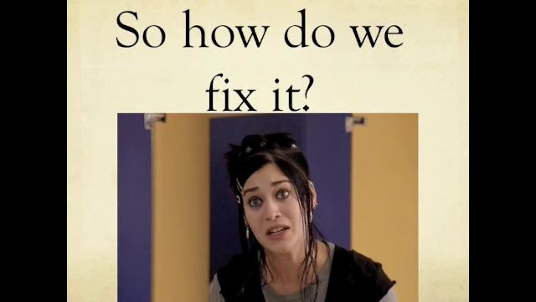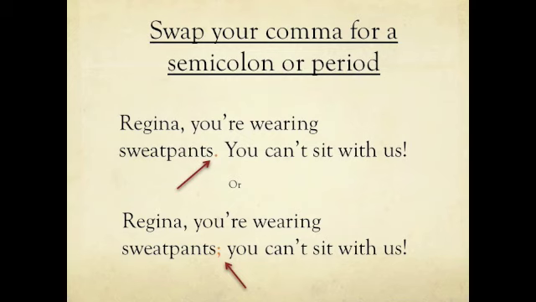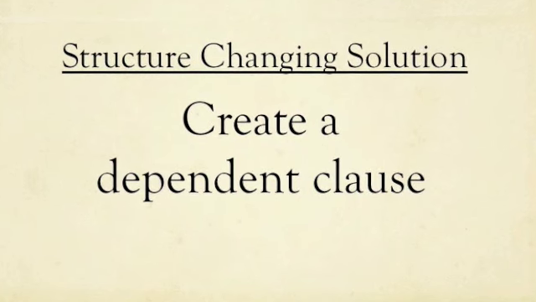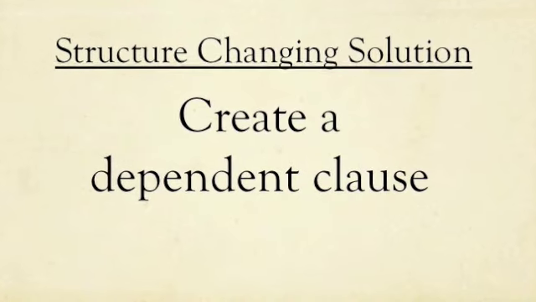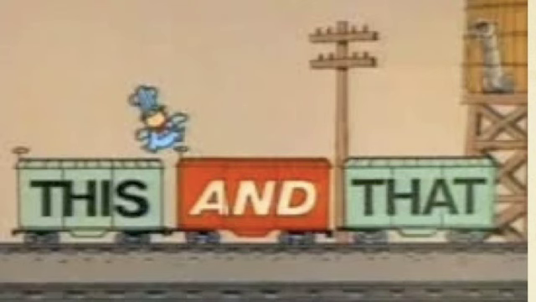So how do we fix it? The most simple solution is replacing the comma with a semicolon or period. You can also fix the comma splice by making one of the clauses dependent. To do so, all you need is a conjunction.